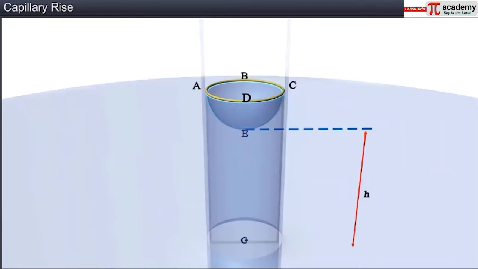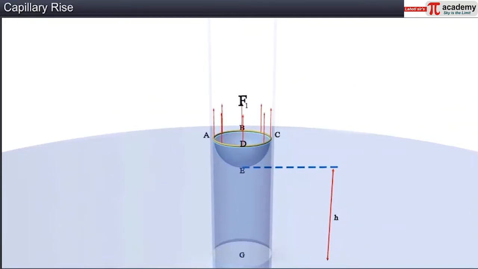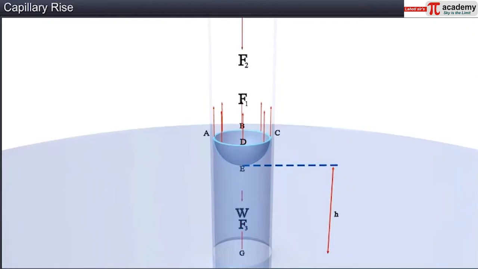Consider the liquid column in the capillary tube to be in equilibrium. Then, the forces acting on the liquid column are the force by the surface of the tube on the surface ABCDE of the liquid. Let this be F1. The force due to the pressure of the air above the surface ABCDE. Let this be F2. The force due to the pressure of the liquid below point G, which is in the same plane as the liquid outside the capillary tube. Let this be F3. Let W be the weight of the liquid in the capillary tube.